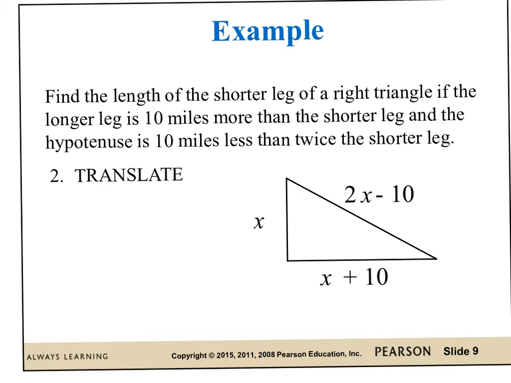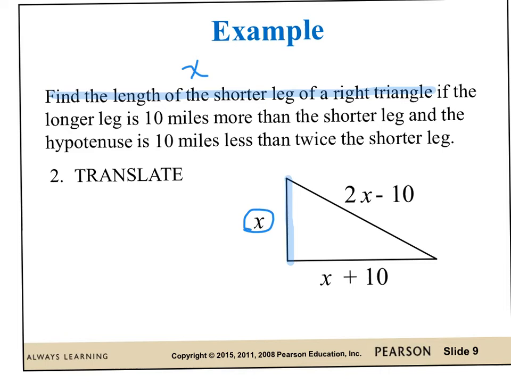So I'll begin by picking out some information that I think is important. First thing is we need to know what it is we're looking for, and that actually comes in the very first sentence. It says, find the length of the shorter leg of a right triangle. Well, the shorter leg of the right triangle down here is that one. And since we don't know what that is, the best thing to do is represent it with an X. So that's what we're trying to find.